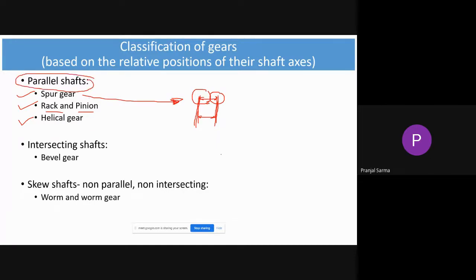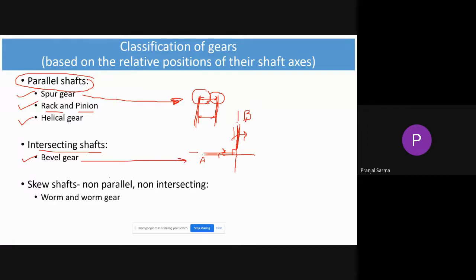Next, sometimes we may have one shaft here, from this direction to, suppose, this direction, and we need to have the transfer of motion. In that case, that is the intersecting shaft. If you consider the axes of these two shafts, this is the axis of shaft A, and this is the axis of shaft B. They are intersecting here. In this kind of situation, we can go for bevel gears.